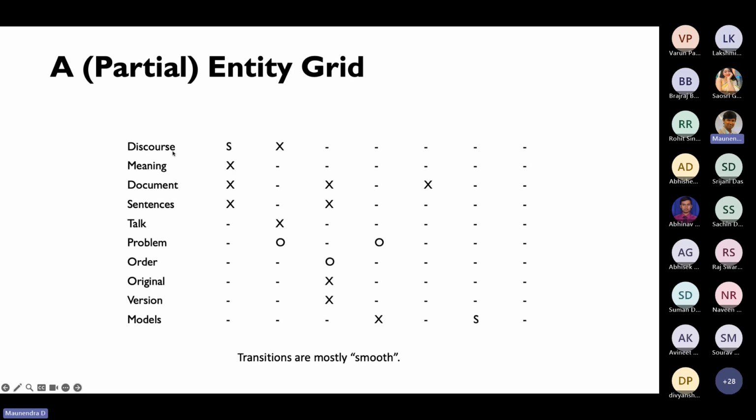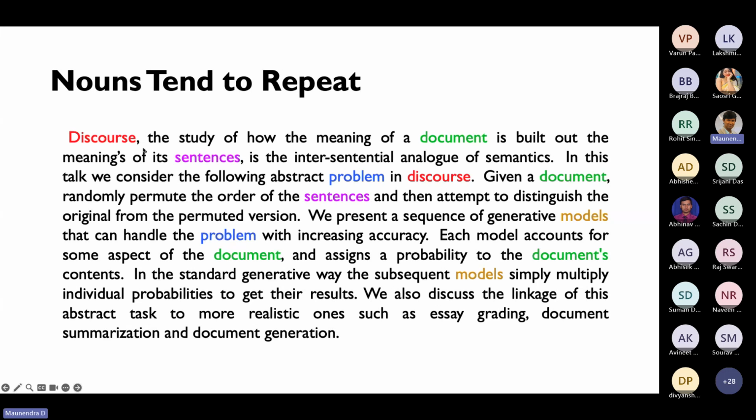Now, if we look at the role of this noun in each sentence, firstly we can see the sentences in which this word is appearing. The word discourse is appearing in the first sentence and second sentence. Discourse: the study of how the meaning of a document is built out of the meanings of its sentences. It is the intersentential analog of semantics, not intra-sentence, but intersentential analog of semantics.